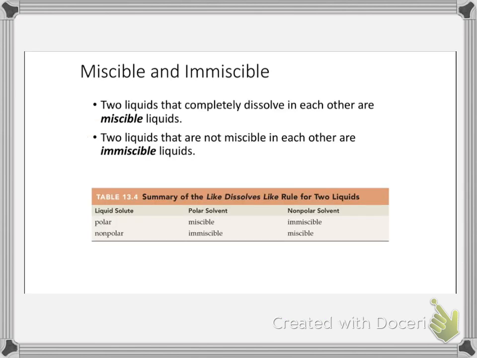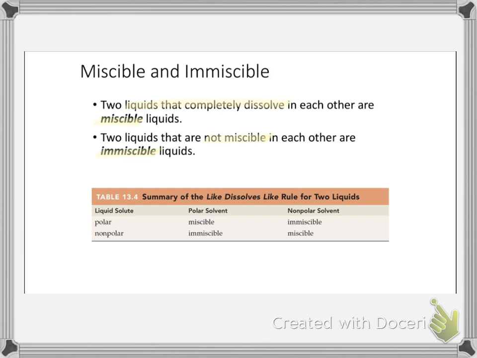Now, when we're talking about liquids, we talk about the words miscible and immiscible. Two liquids that completely dissolve in each other are miscible. And you'll use this word in lab, miscible. So they're liquids that completely dissolve. Two liquids that are not miscible are called immiscible. So these are ones that do not mix, like oil and water.